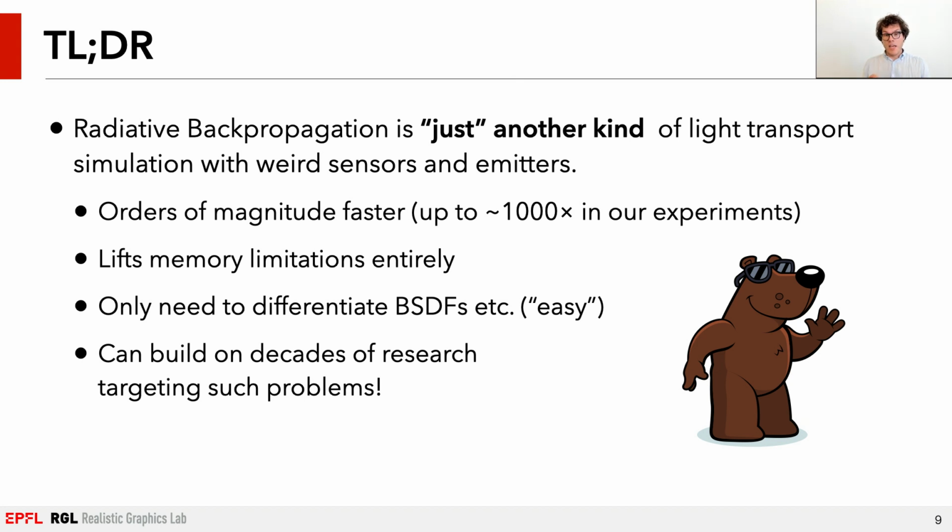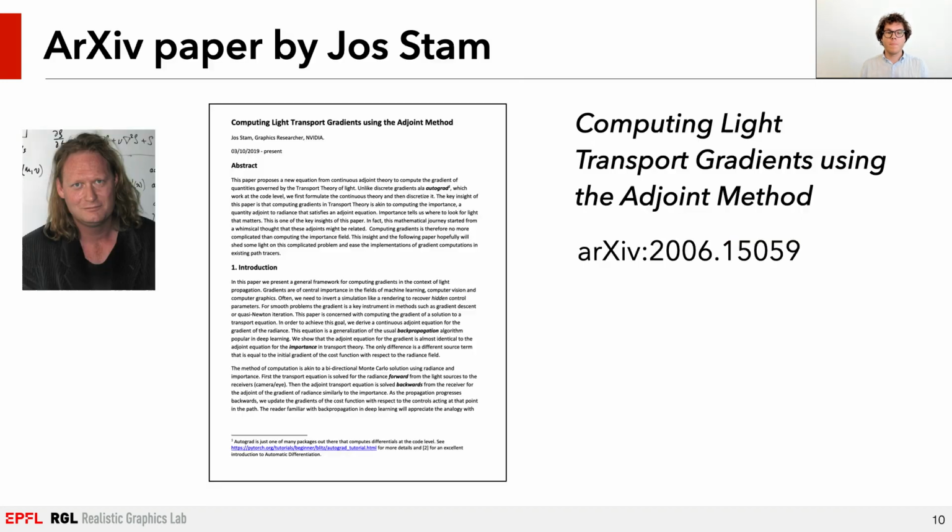So in summary, it's not enough to just use reverse mode automatic differentiation. We also have to exploit properties that are specific to the problem, like reciprocity of light transport in our case. And this turns the whole thing into just another kind of light transport problem with weird sensors and emitters that we can in principle solve with any kind of existing rendering technique.